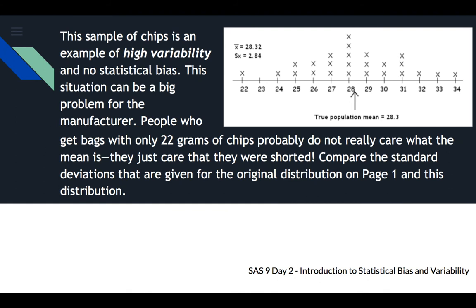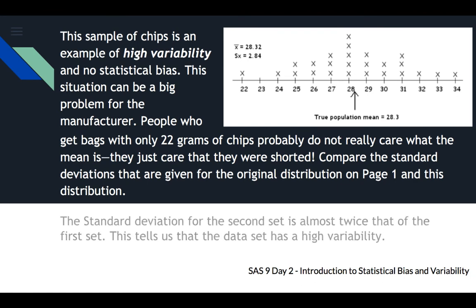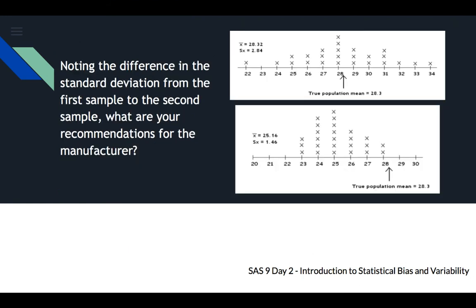6 grams of chips. Okay, compare the standard deviations that were given for the original distribution on page 1 and this distribution. And you're going to see the second set is almost twice that of the first set. This tells us the data set has high variability. And here you can see the standard deviation 2.84, and this is 1.46. It's almost double.